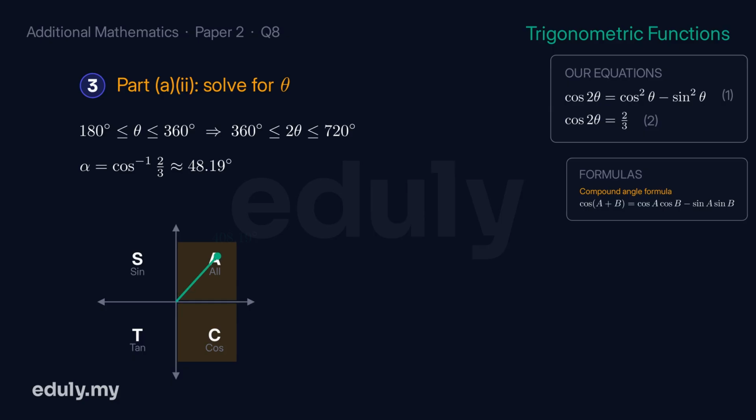In the first quadrant of this turn, that's 360 plus the reference, 408. In the fourth, it's 720 minus the reference, 671. Halve each one, keeping full accuracy, and theta is about 204 or 336 degrees.